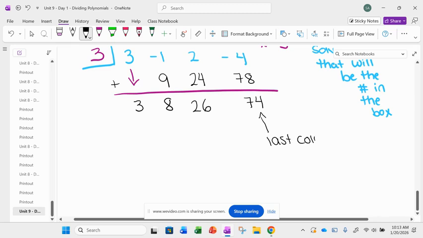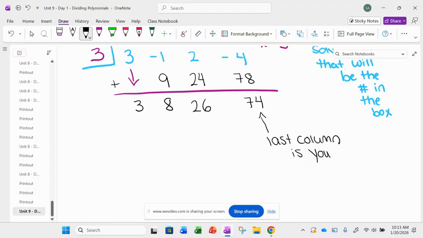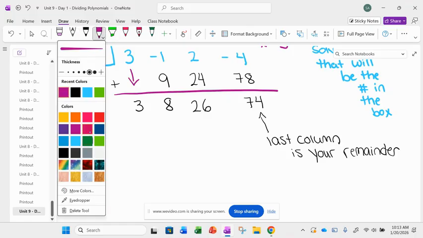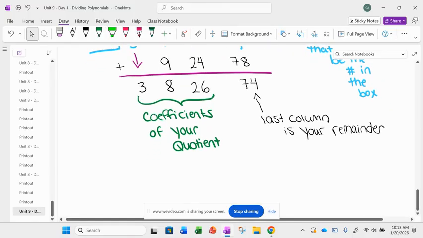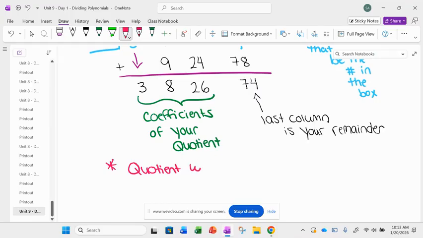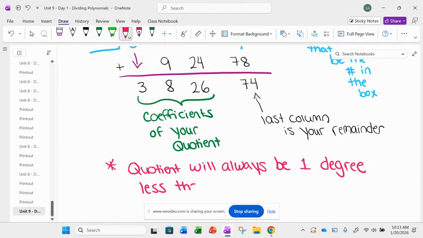Last column is your remainder. All the other ones, these are going to be the coefficients of your quotient. I'm going to put a star. I'm going to say quotient will always be 1 degree less than the dividend.